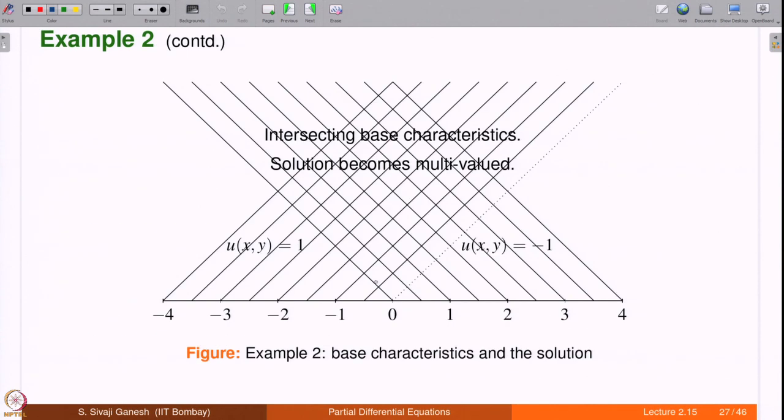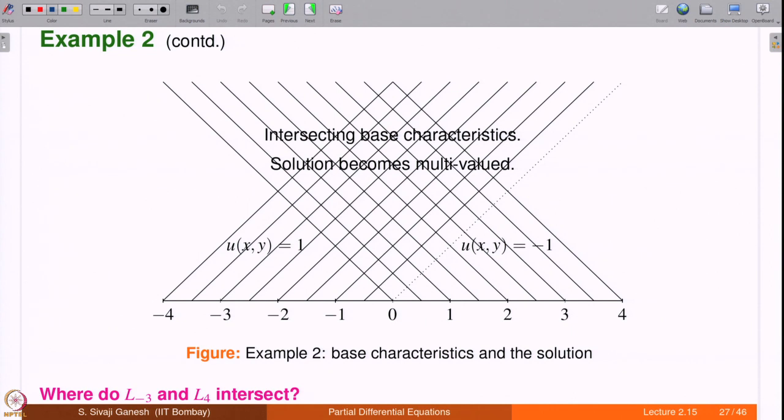But these families intersect in this V shaped region. Maybe this line is excluded, but here base characteristics are intersecting and they carry two different pieces of information. If you want to say it is a solution at this point, it is both 1 and minus 1, so you have to change your notion of solution. We see that conflicting information is reaching there, so there is some problem.